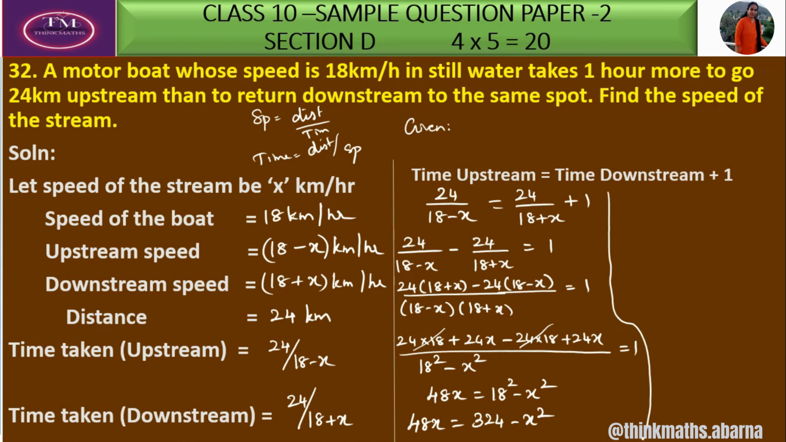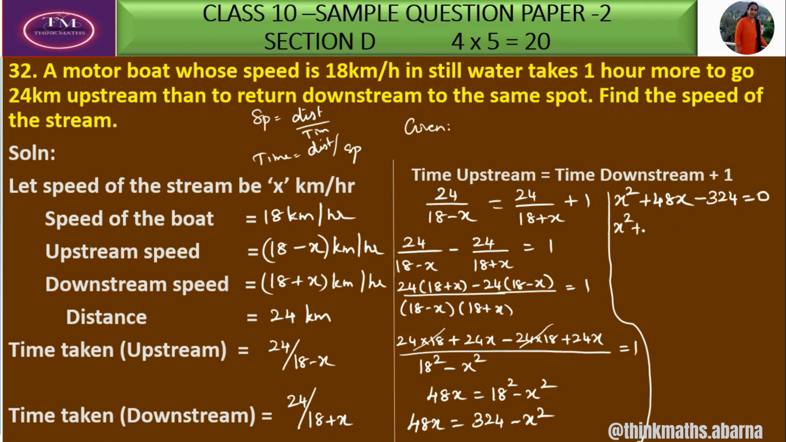Now taking everything to one side, I am bringing this to the side because we have negative x square here. If we change the side, minus will become plus, so minus x square will become plus x square, and then we have 48x on the same side. Then 324 is on the other side, so it will become negative: 324 equal to 0. Now the product is 324 and the sum is 48.